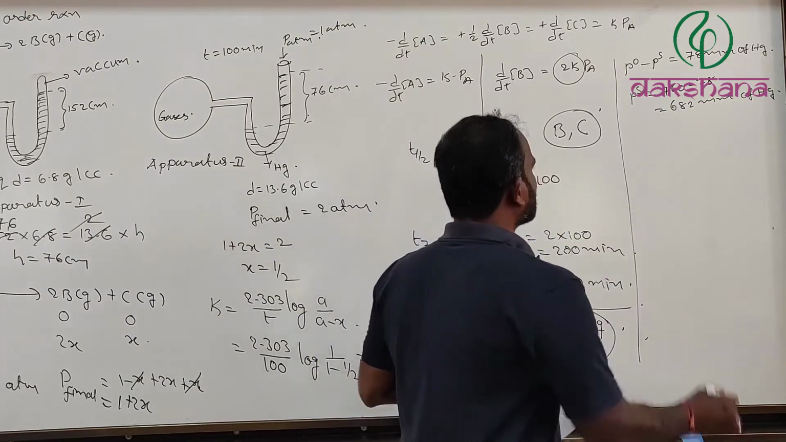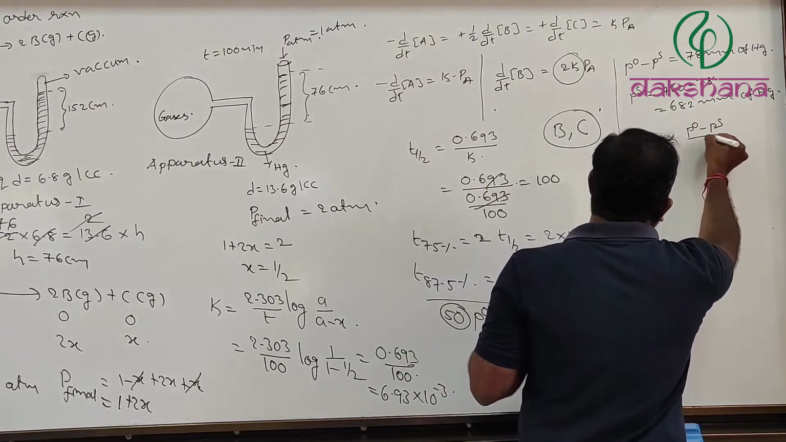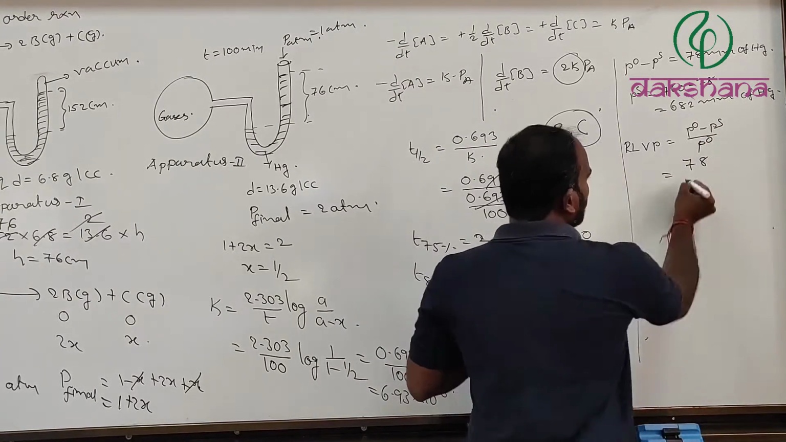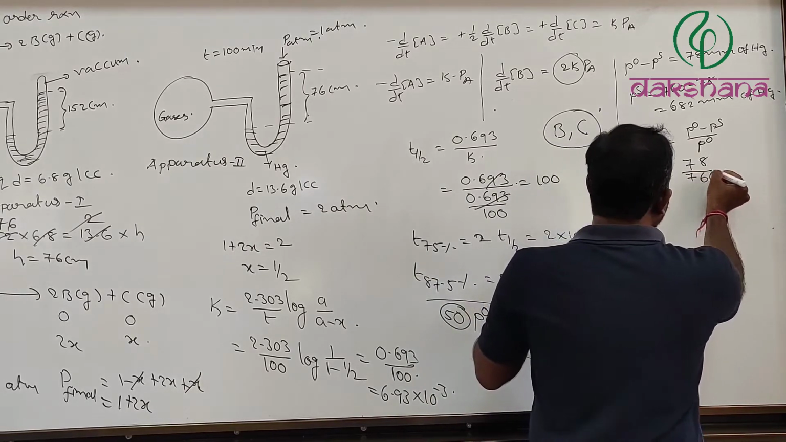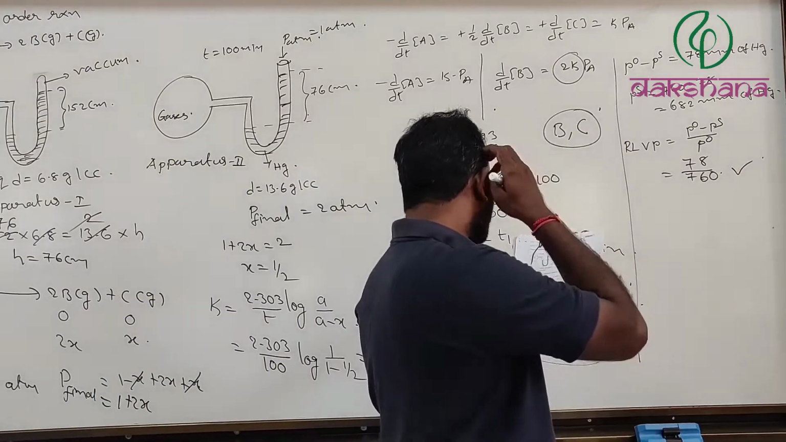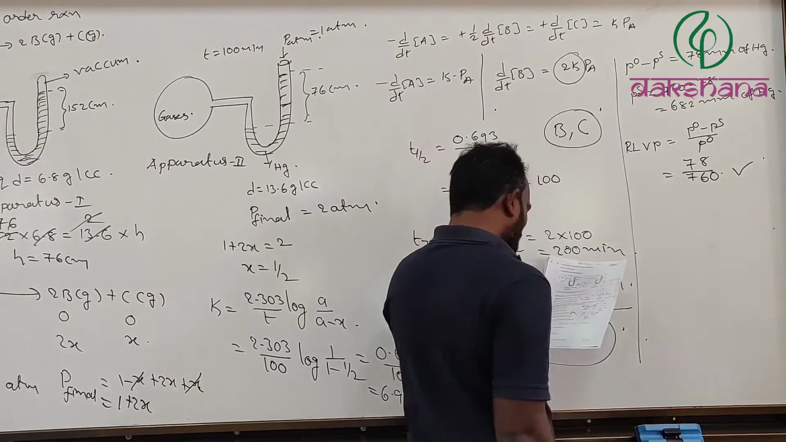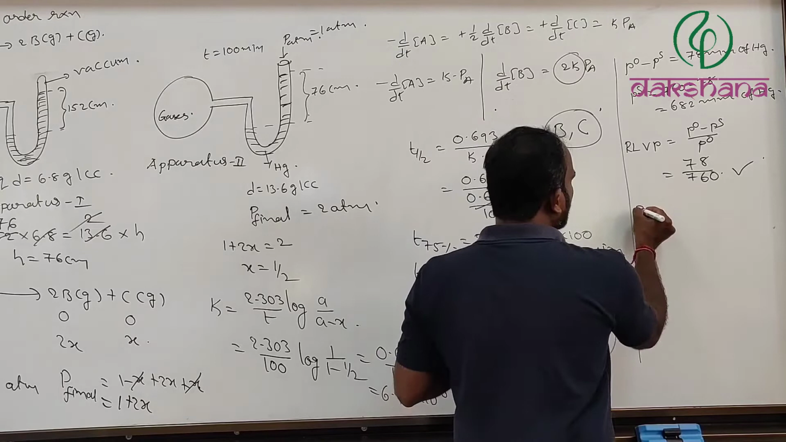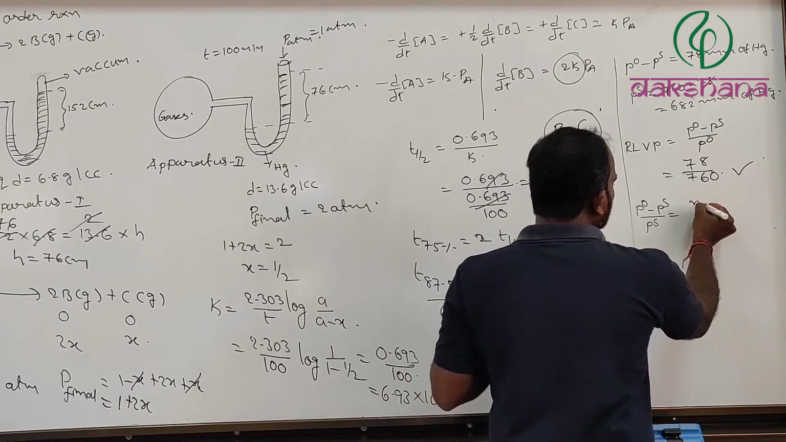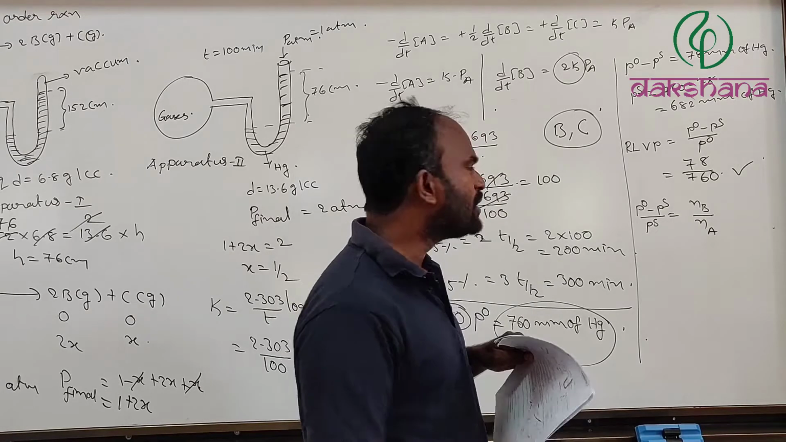Relative lowering of vapor pressure is equal to P0 minus Ps divided by P0. That is equal to P0 minus Ps, 78, divided by P0, 760. Therefore, the fourth option, relative lowering of vapor pressure, is true. Next, we have to calculate the molality of the solution. So, P0 minus Ps divided by Ps is equal to number of moles of solute B divided by number of moles of solvent A. This is the modified Raoult's law.